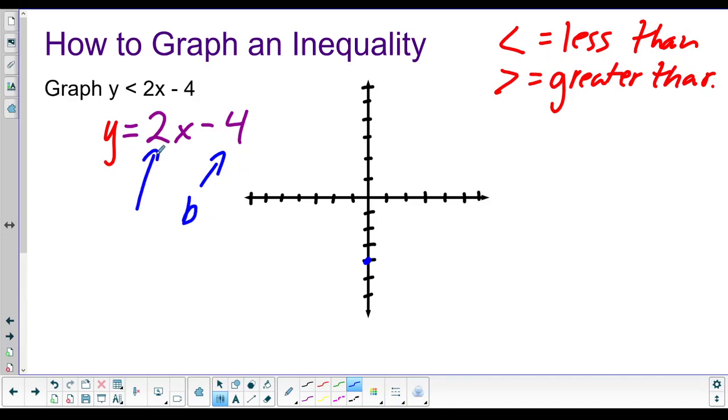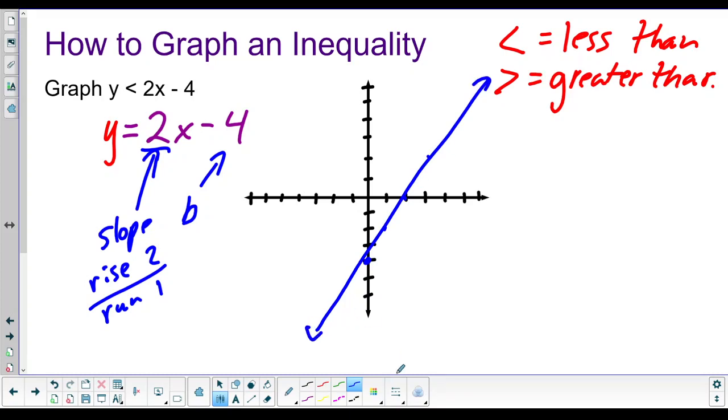Now this number next to the x, this is your slope. And what this is saying is rise over run. There's no number on the bottom, so you turn it into a fraction by putting it over 1. So run 1. So we're going to go up 2 over 1. Up 2 over 1. Up 2 over 1. And repeat that. So our graph is going to look something kind of like that. Okay. So this is what y equals 2x minus 4 looks like. We've got our y-intercept, we've got our slope, and we're good to go.